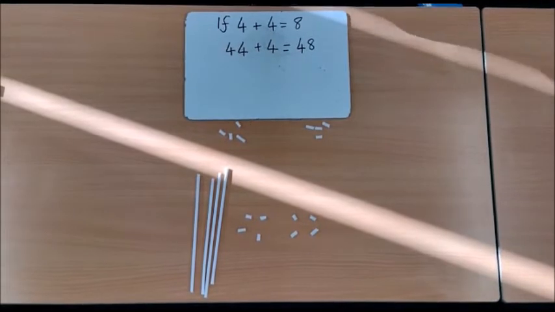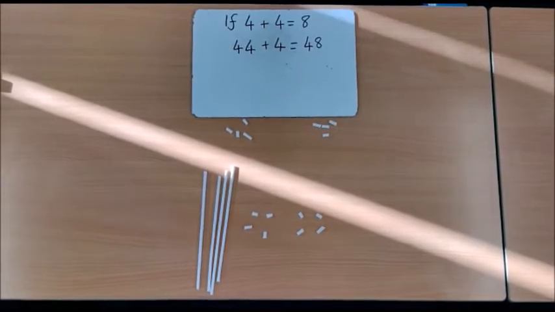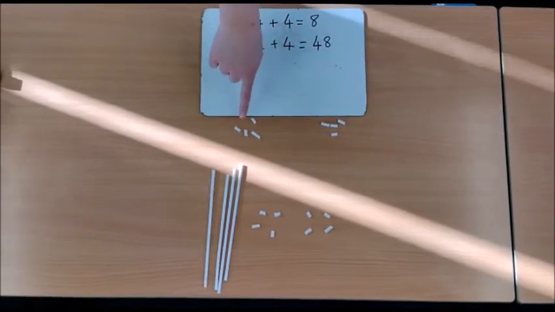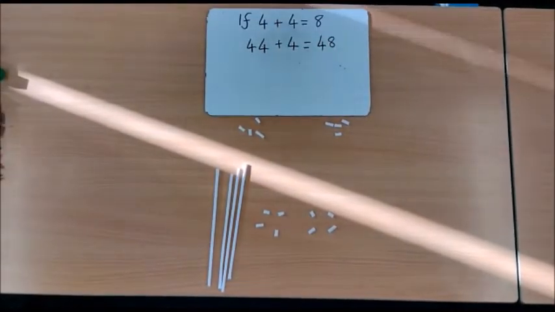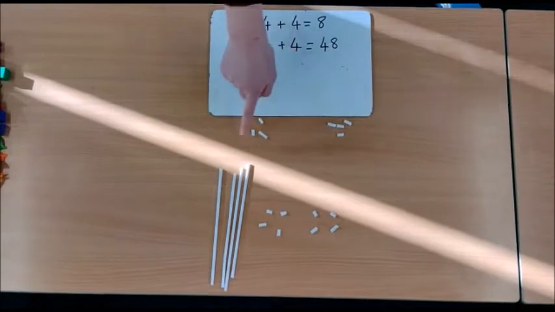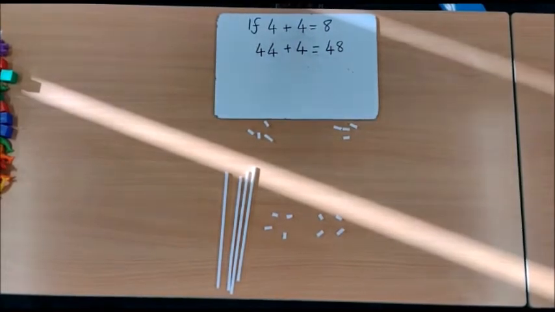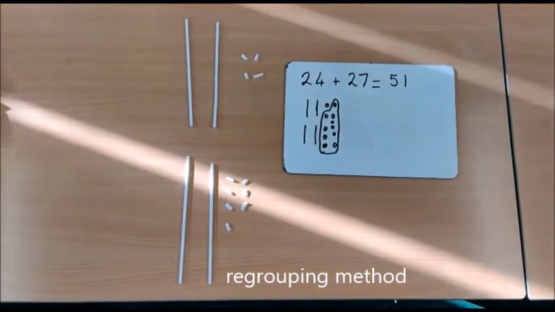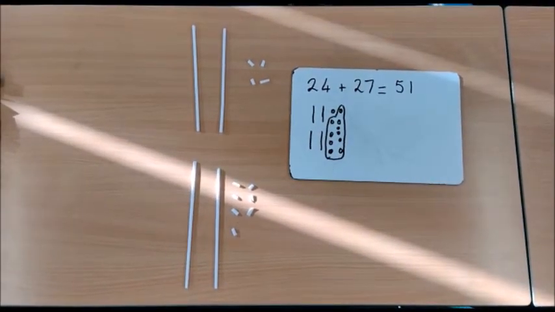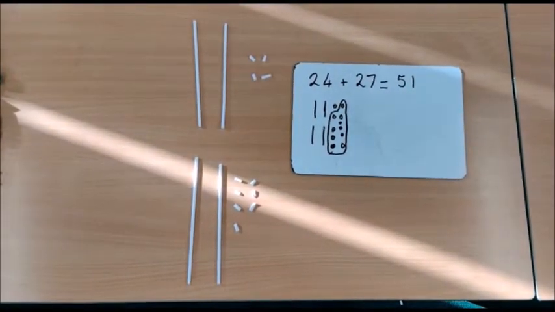When children are fluent in their bonds within 10, they can apply this to larger bonds, so 2-digit add 1-digit numbers. If I know that 4 add 4 equals 8, which you can see I've represented here using my straws, then I also know that 44 add 4 equals 48, which I've also represented here at the bottom, and children can spot the similarities between both calculations. In year 2, children need to add 2 2-digit numbers together. We don't teach column methods until children have fully secured their understanding of place value. Teaching this too early can lead to a very shallow procedural understanding of maths.